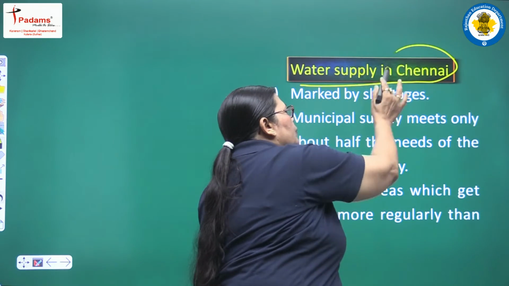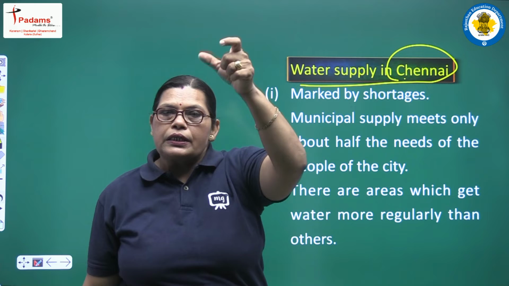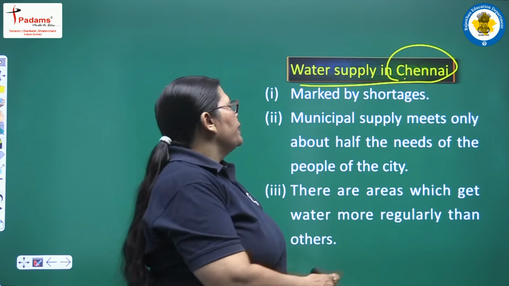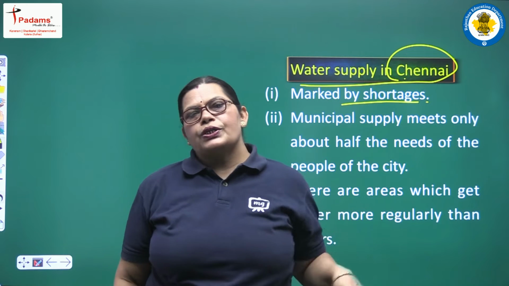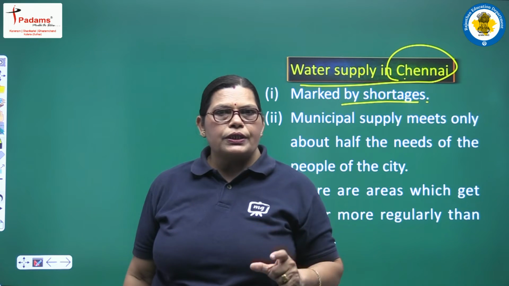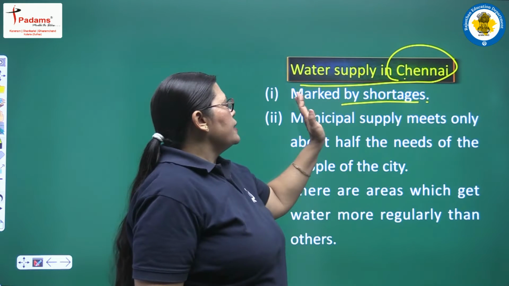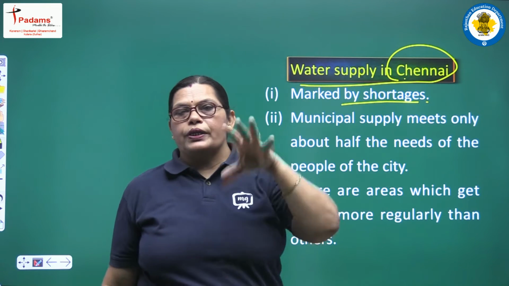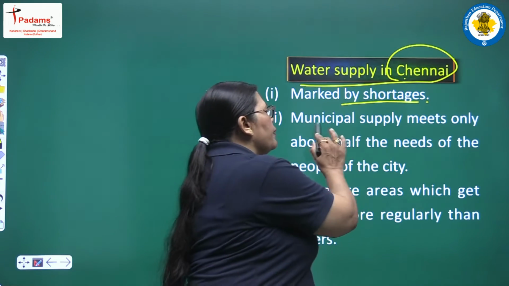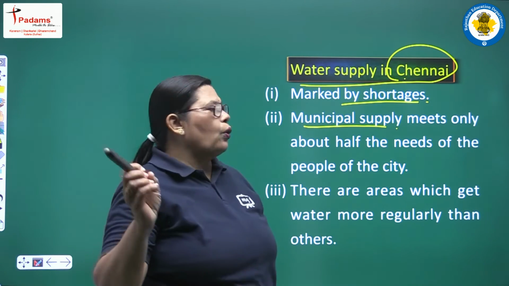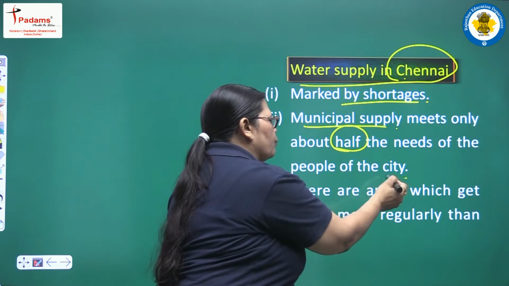When we are considering the water supply in Chennai, we will consider some main points here. It is marked by shortages. It means that when every situation is studied by people, the main result is that it is marked by shortages, lots of shortages of water facilities. Municipal supply meets only about half of the needs of the people of the city.